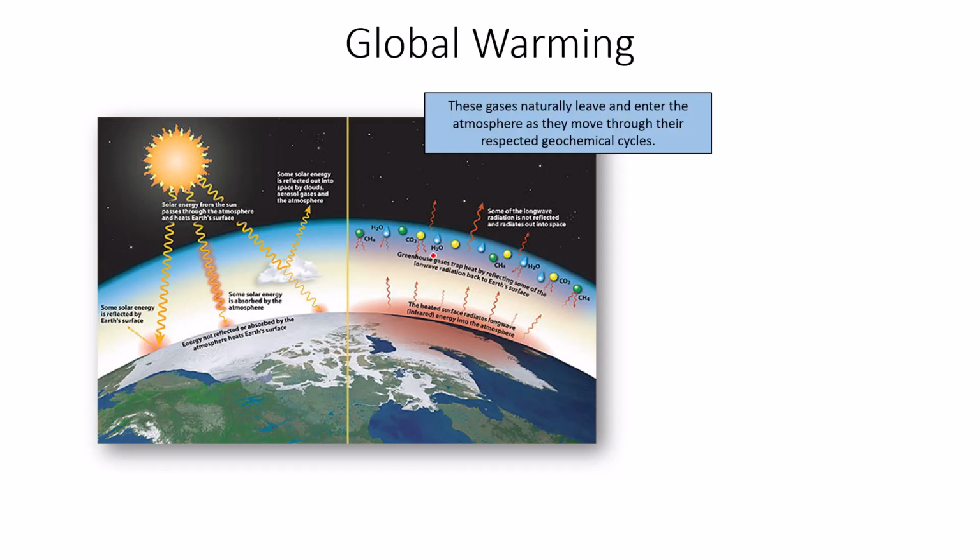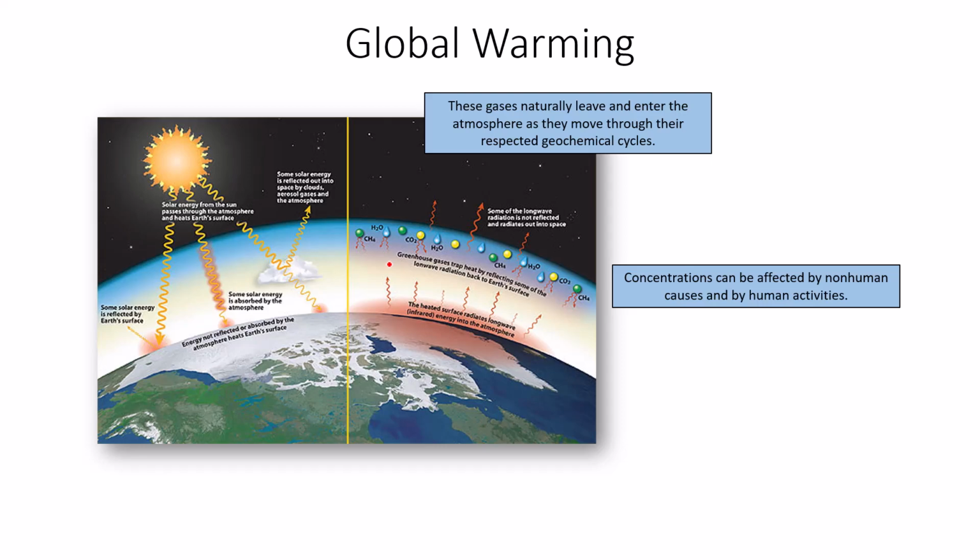That is global warming. These gases naturally leave and enter the atmosphere as they move through their respective geochemical cycles. There is a carbon cycle, which would include methane. There is a carbon dioxide component to that carbon cycle as well. And then water, there is a water cycle in terms of the addition or individual geochemical cycles.